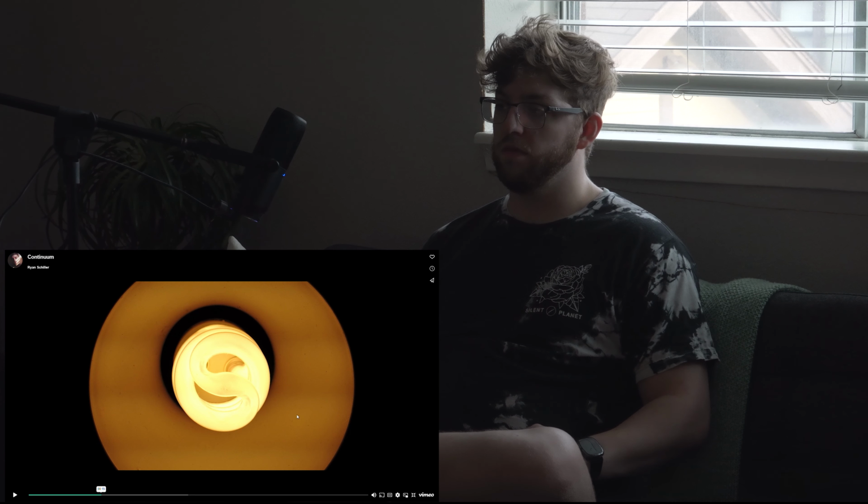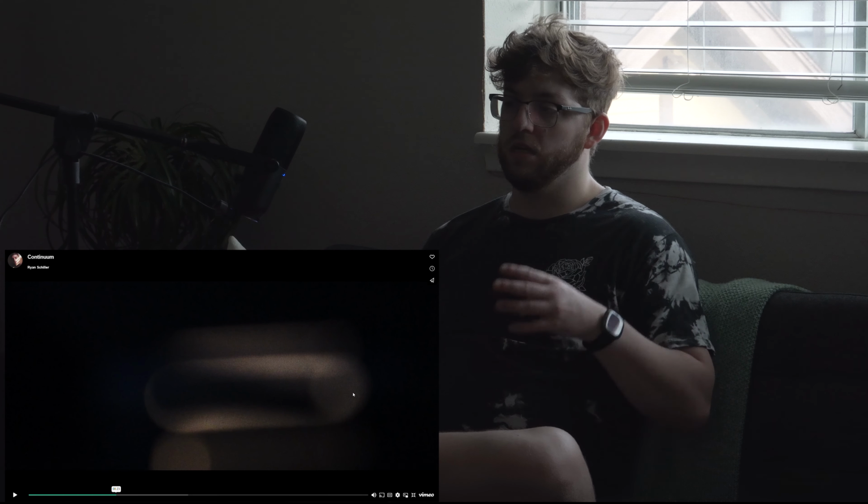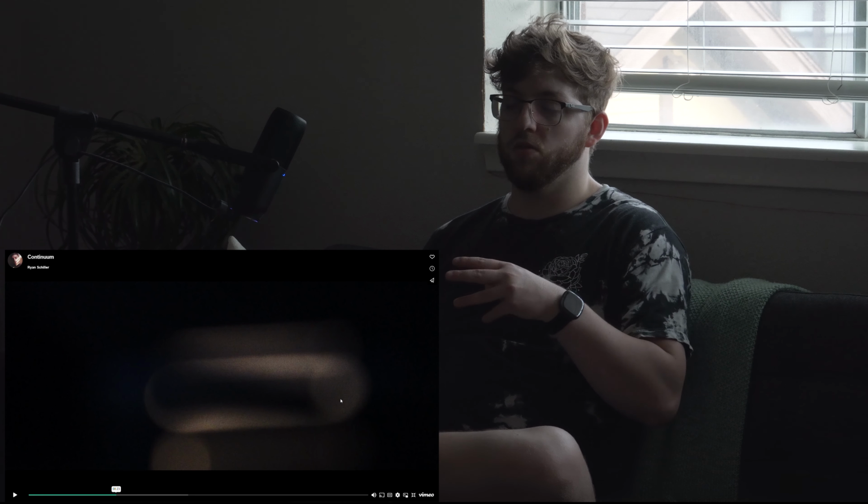So I did skip to the next shot by accident. But this is actually the heat exhaust on the enclosure of the lamp, just super out of focus.